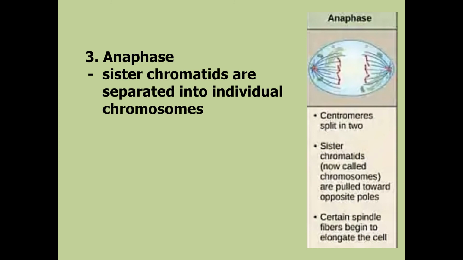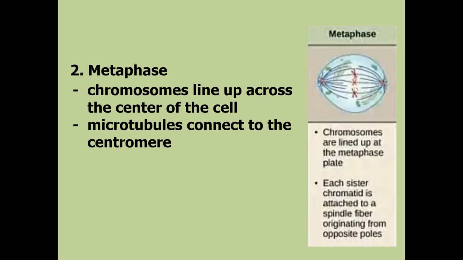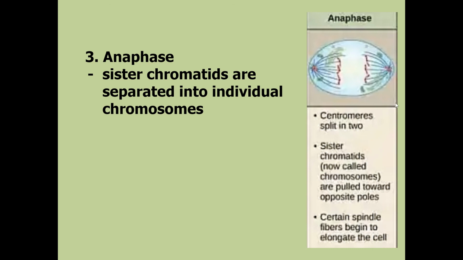Okay, the third phase of mitosis is called anaphase, and sister chromatids are separated into individual chromosomes. Okay, we have the separation here. In this picture, they were together. Now they are pulled apart, separated.